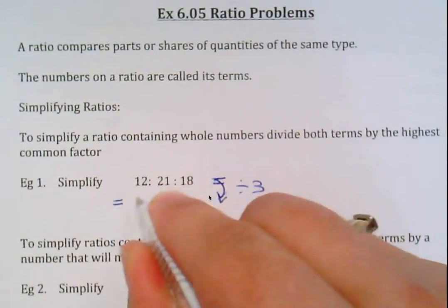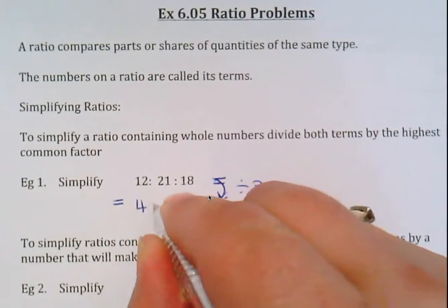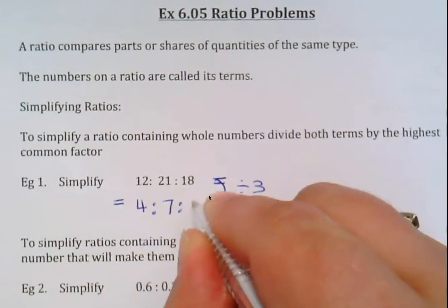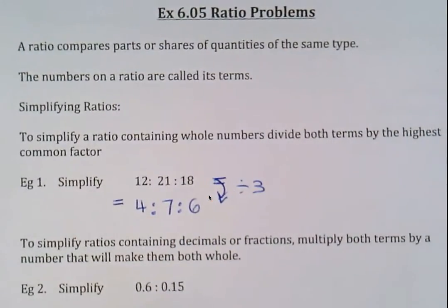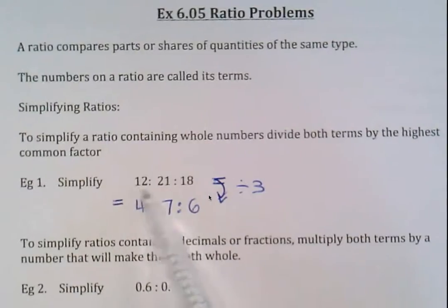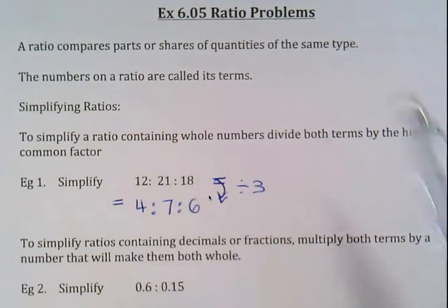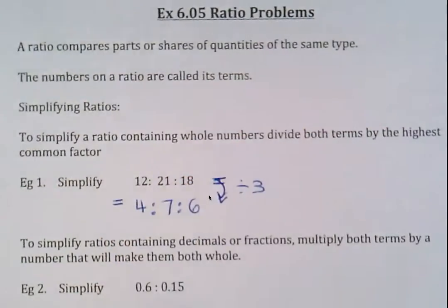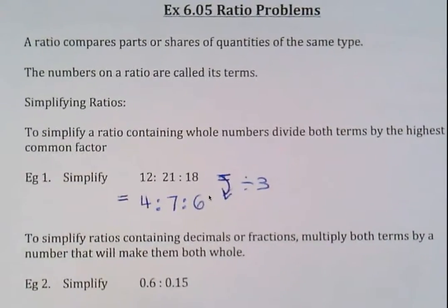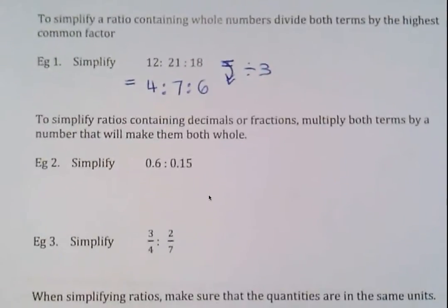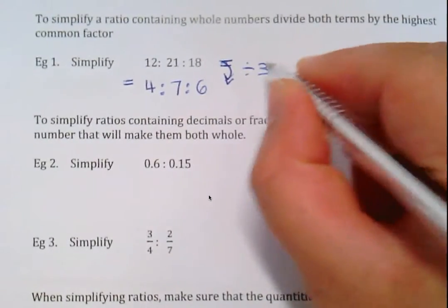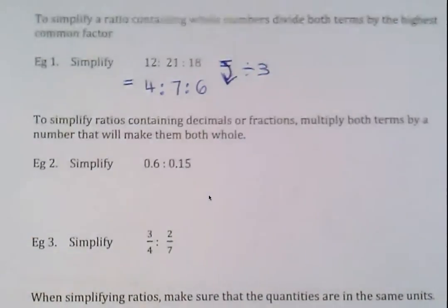If you divide 12 by 3, what do you get? 4. 21 divided by 3 is 7, and 18 divided by 3 is 6. So therefore, the ratio of 12 is to 21 is to 18 is the same as saying 4 is to 7 is to 6. That's the simplified ratio. Are we okay with that? You would have learnt how to do that. So I'm putting here, divide all terms by 3.